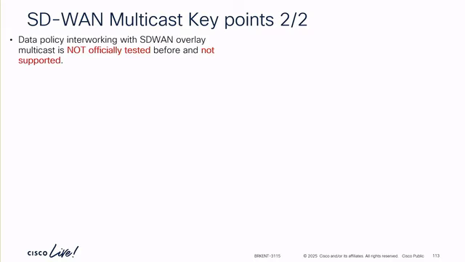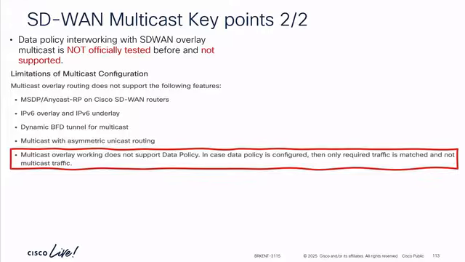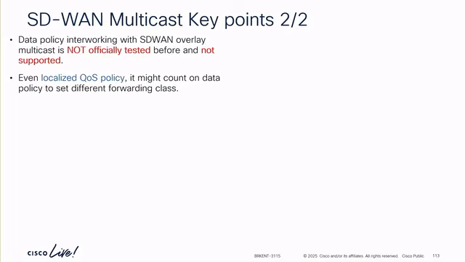The other thing I would like to mention, which I have seen in many customers, is that multicast is not supported or tested with the centralized data policy. So whenever you design your centralized data policy, make sure you only match unicast traffic, because multicast is not tested or verified with it. Even with your localized QoS policy, make sure only unicast traffic is matched, because placing traffic into the QoS queues has also not been tested with multicast traffic.